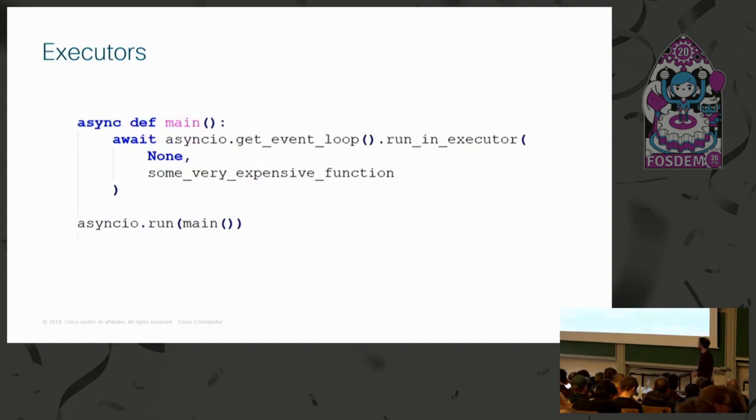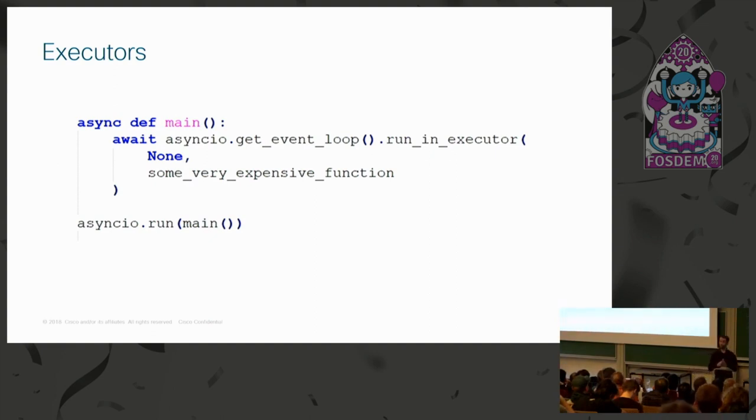Then there are executors, which is also something good to know about. This is something you use whenever you have to run traditional blocking code. It could be a situation where you have a blocking I/O library, like requests, or a situation where you have very CPU-intensive code. In that case, also, you would block the event loop.